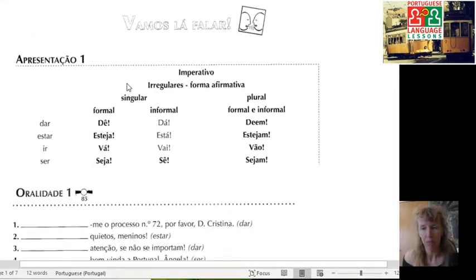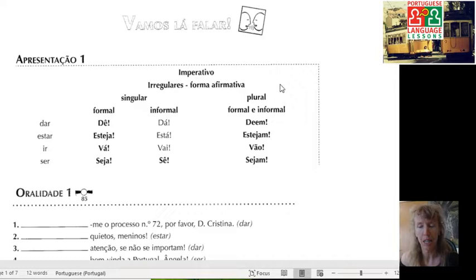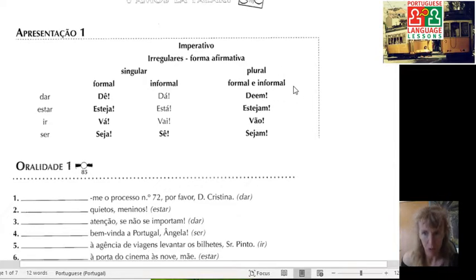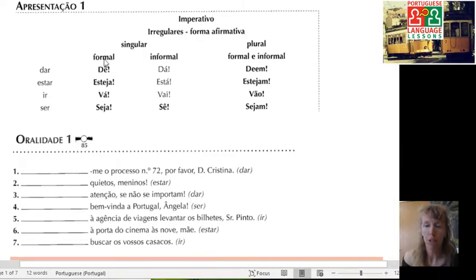And here in the apresentação, we talk about the imperativo that we talked about last week. This time we've got the irregulares, the forms here. I did talk you through this last week as well. So here we've got the formal forms, the informal forms, and the plural forms. These are the truly irregular ones, the ones where we do not make the verbs from the first person.